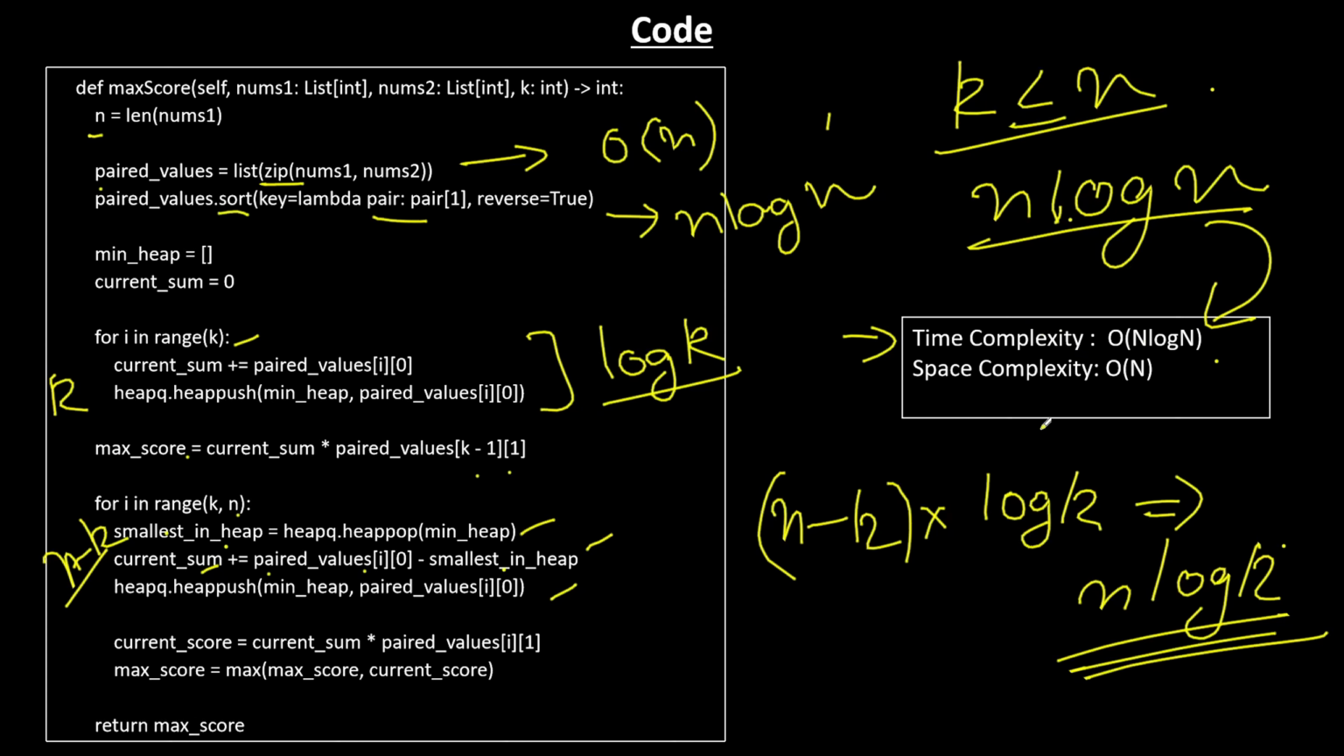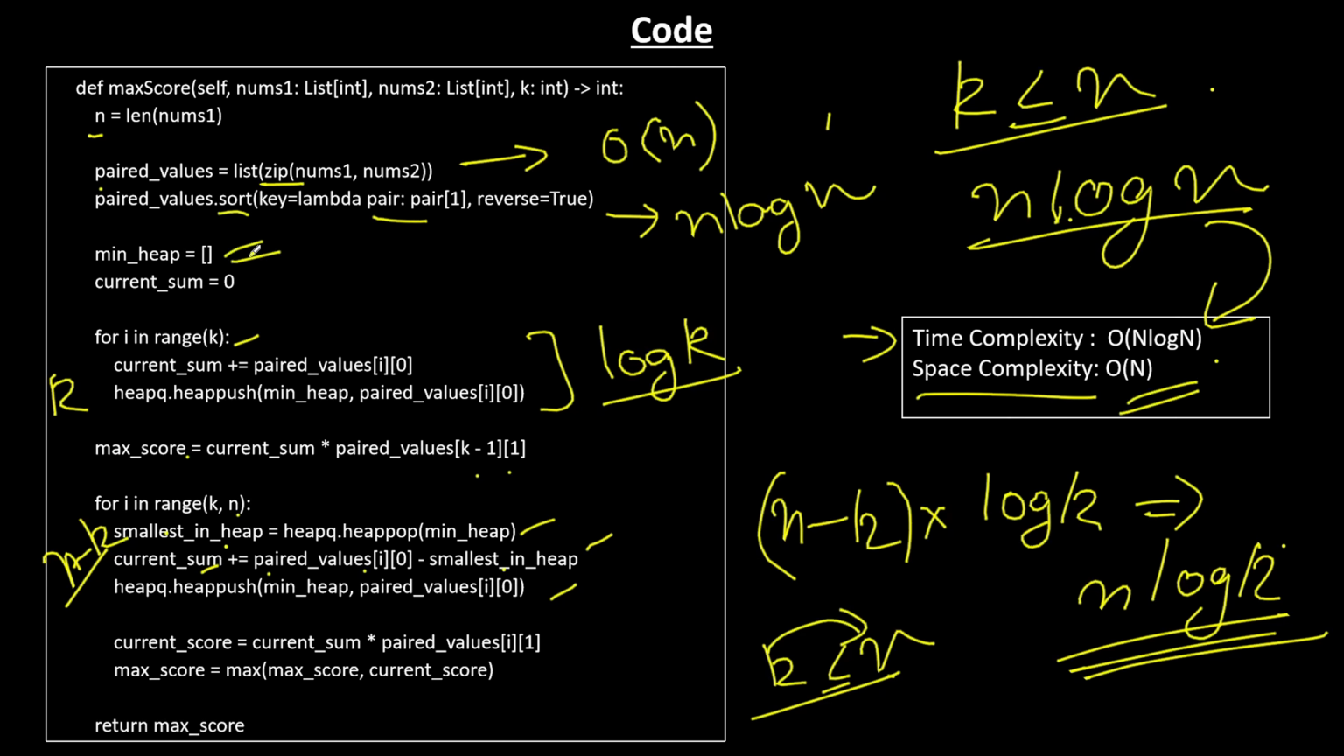Fine. And space complexity is O of n, because the heap is storing values equal to k, right? And the k value is less than or equal to n again. So if k is equal to n in the worst case scenario, the space complexity becomes O of n for this particular min heap, right? So I hope you understood the code explanation. Now let's move to the next slide.